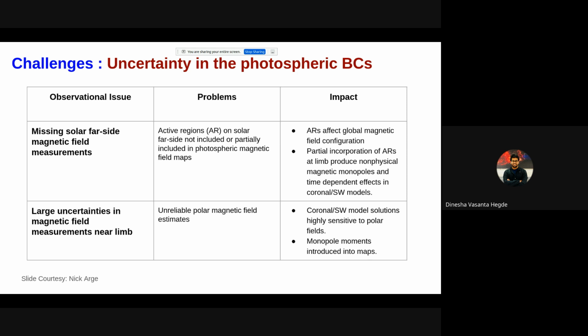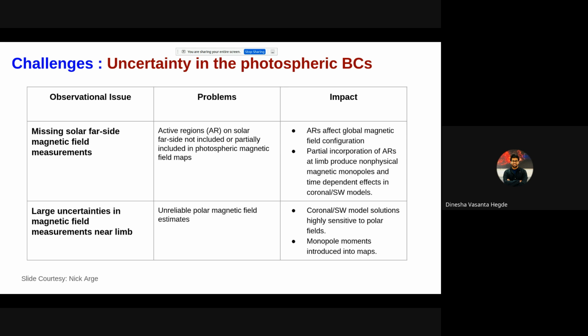At the same time, we have a large uncertainty near the limb. Depending on the time of the year, we might get a polar magnetic field measurement of only one pole of the Sun, but the other will be lost. At the same time, we have the uncertainty near the limb, as I mentioned. So this will affect a lot, because these polar magnetic fields control the heliospheric current sheet. So that determines a lot of stuff near the equatorial region.